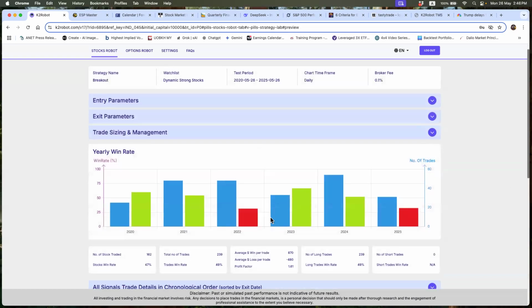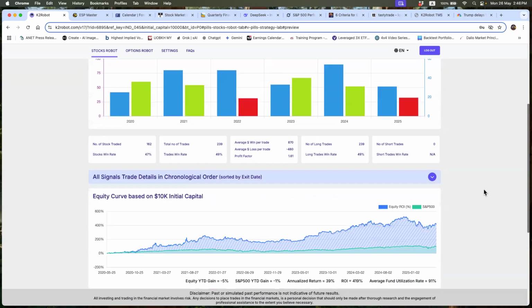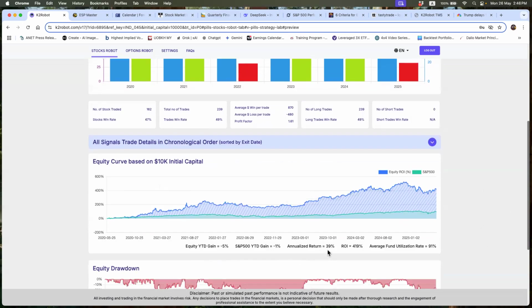And then we'll see the final performance. Right now we have 239 trades, decent for 5 years. And then you can see your ROI for a 10K account pop up all the way to 400% over the last 5 years. Annualized return is about 39%, and your fund utilization rate is still at 91%. So this is about max already. Even if you increase it any further, it will not go above that because your account can no longer afford to buy any more stocks.